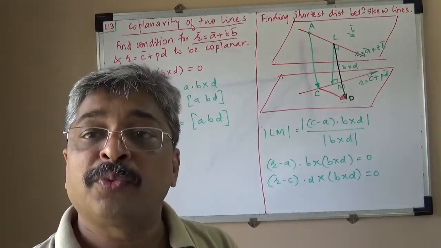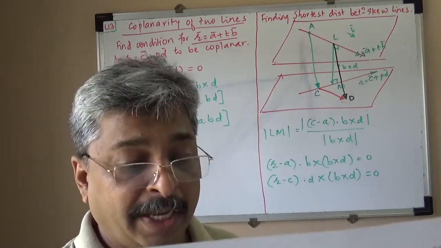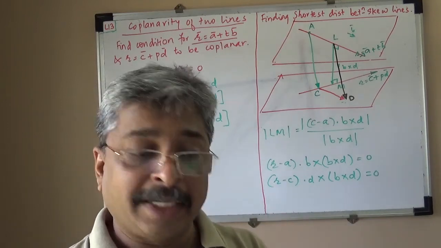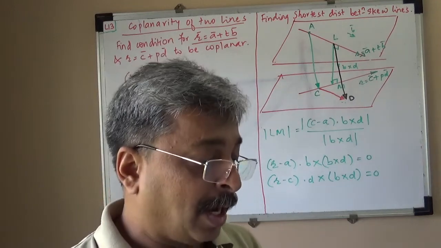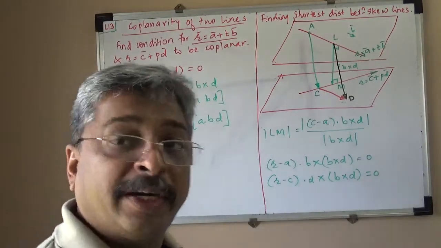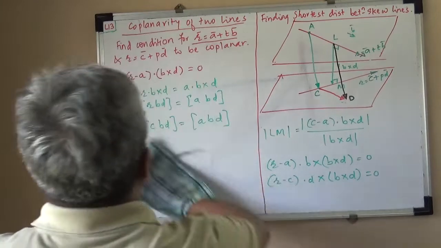In this problem, what we are asked to do is show that the planes through each of the three edges of a trihedral angle bisecting the internal angle between the remaining two are coaxial. Okay, so let me quickly draw the diagram and explain to you what this problem is and how to solve it.